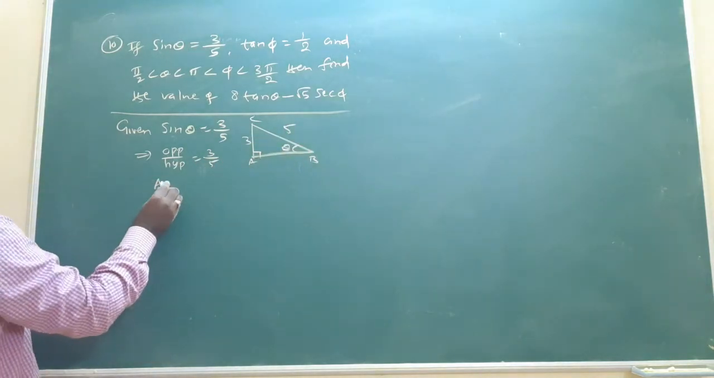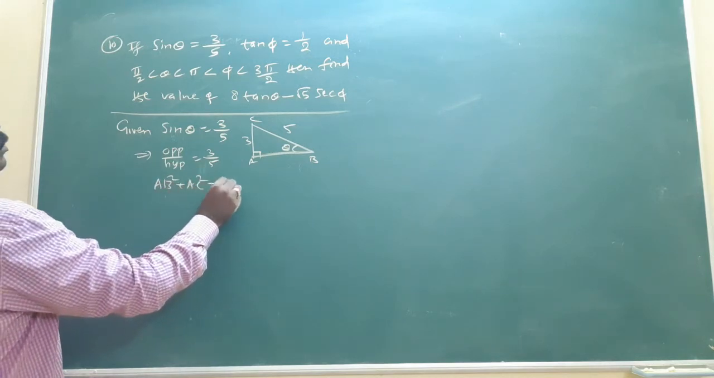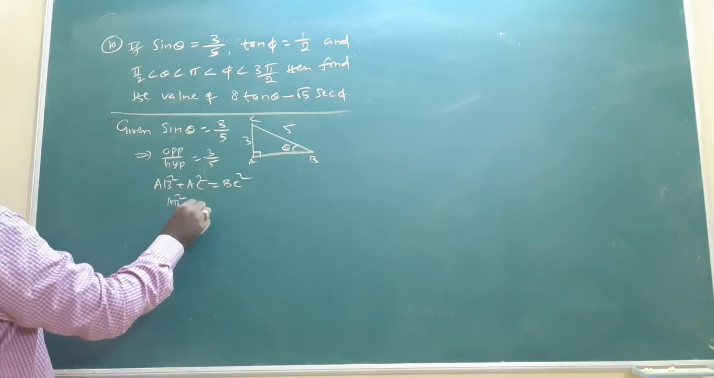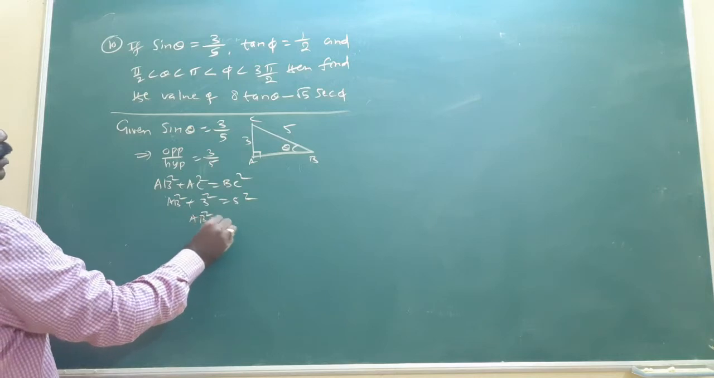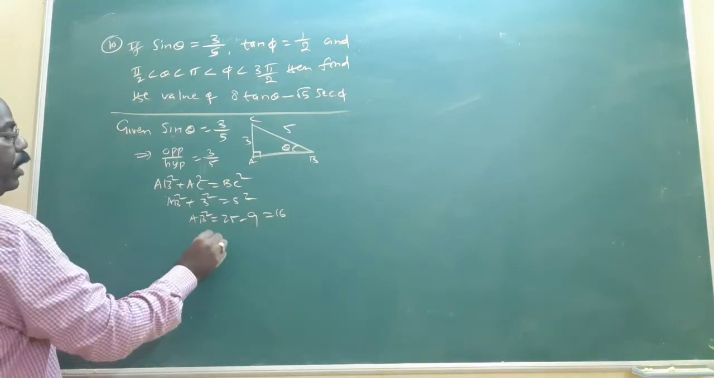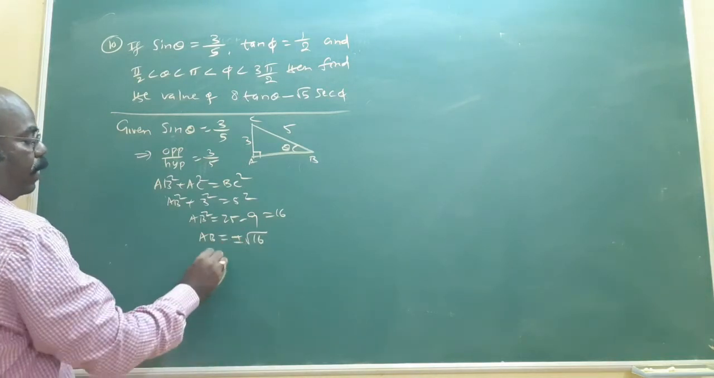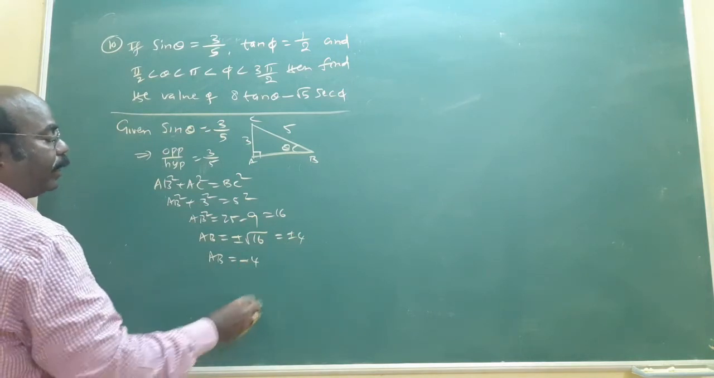What is the formula? AB square plus AC square equal to BC square. This is the formula. Am I right? AB square we want. AC square is 3 square. AB square equal to 25 minus 9, that is 16. AB equal to plus or minus root of 16, that is plus or minus 4. You will consider minus. What is the reason?